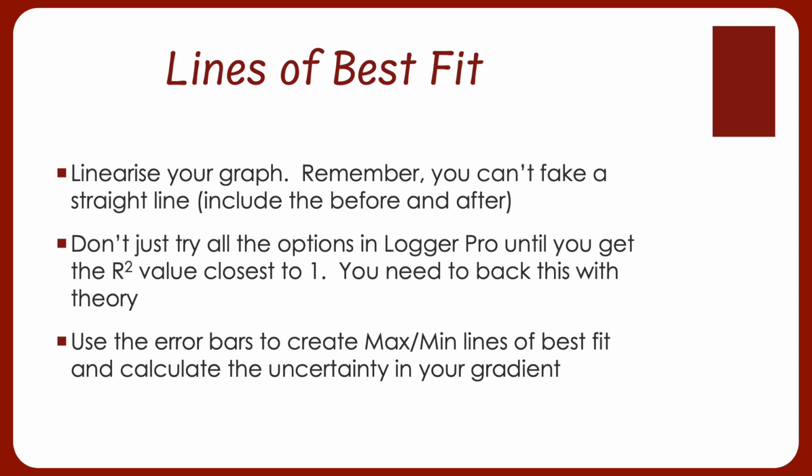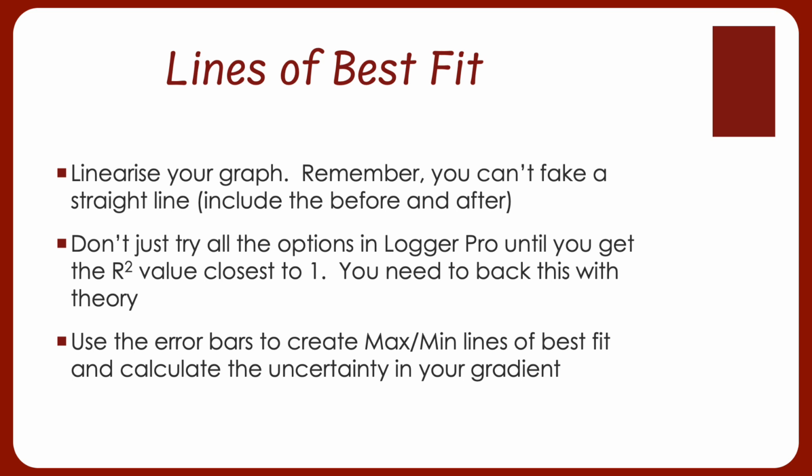So in physics, with your line of best fit, we do expect you to linearize it. This is important as we're looking for a relationship between your independent and dependent variable. So a straight line, why is that so important? Well, you can't fake a straight line. I can wiggle things around and get lots of different curves, but it's either straight or it's not. It's not just appropriate to keep trying all the different possibilities in Logger Pro until you get the closest r-squared value to 1. You need to have the science to back it up.